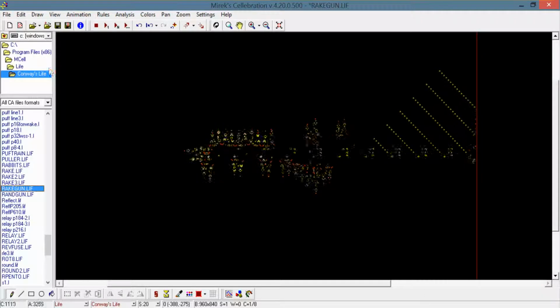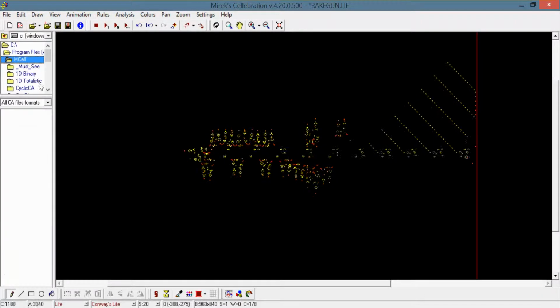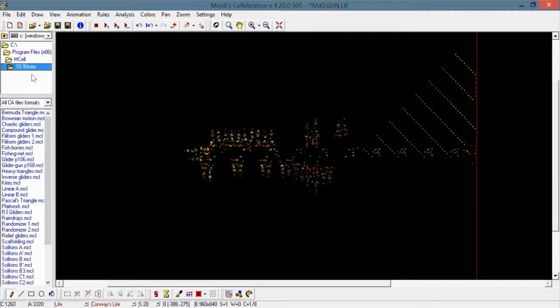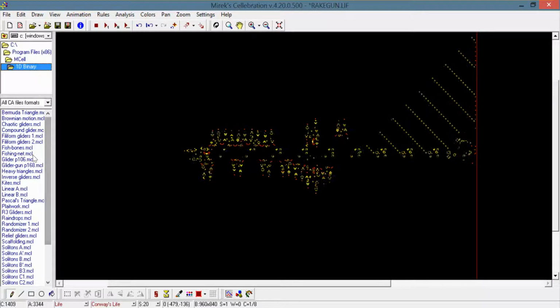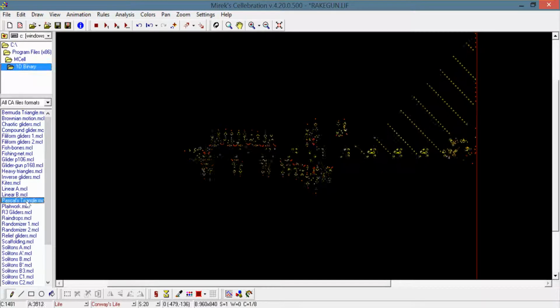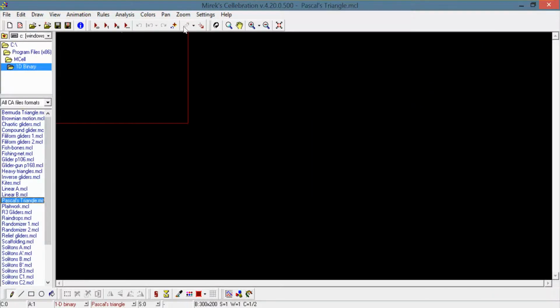The nice thing about Mirek's too is it gives us a chance to look at other types of CA. Let's take a look at a one-dimensional CA. This is based on Wolfram's work. So let's look at a popular one. This is Pascal's triangle. One-dimensional CAs always start with just one or more cells on in the top row. In a one-dimensional CA, the rows are generations. If we zoom in on this, we can see our 1 dot here.